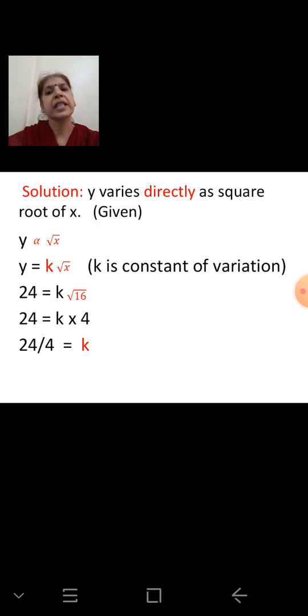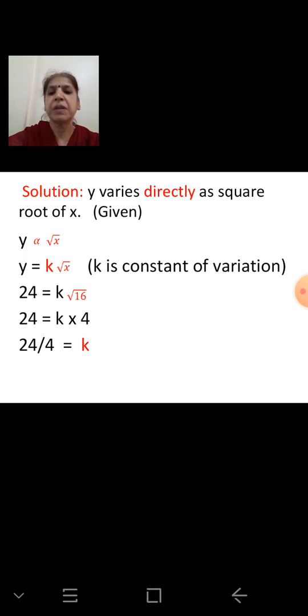We know what k is? k is the constant of variation. Then substitute the values of y and x. The value of y is 24, equal to k. The value of x, they have given 16, but we have to write the square root of 16. So root of 16. First we will solve that part. 24 is equal to k into, now what is root of 16? 4. So root of 16 is 4. So 24 is equal to k into 4. We will bring 4 to the other side, that is 24 upon 4, that is the ratio, is equal to k.